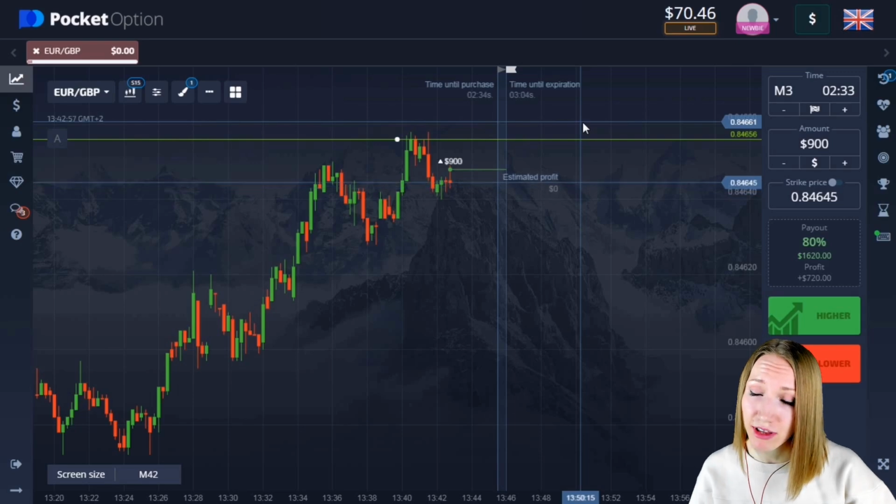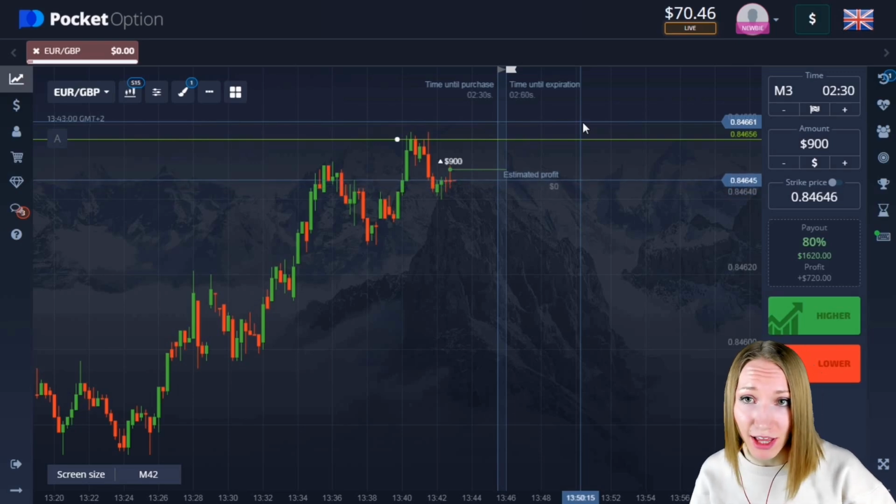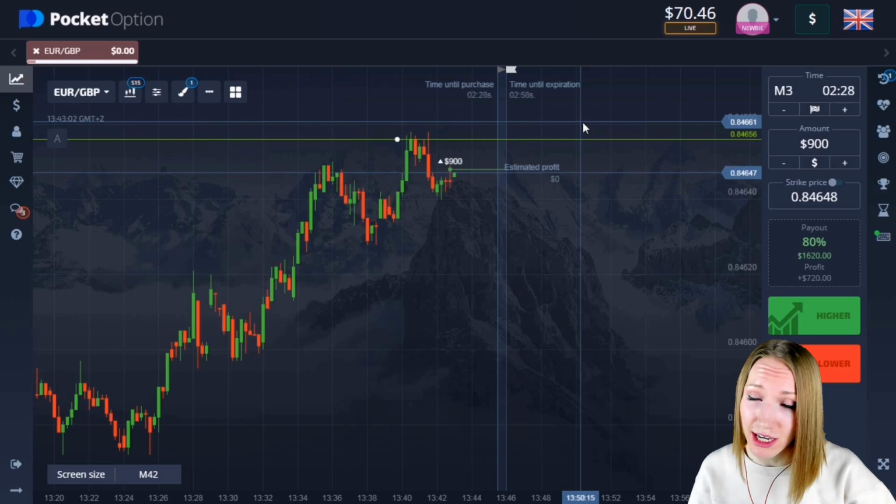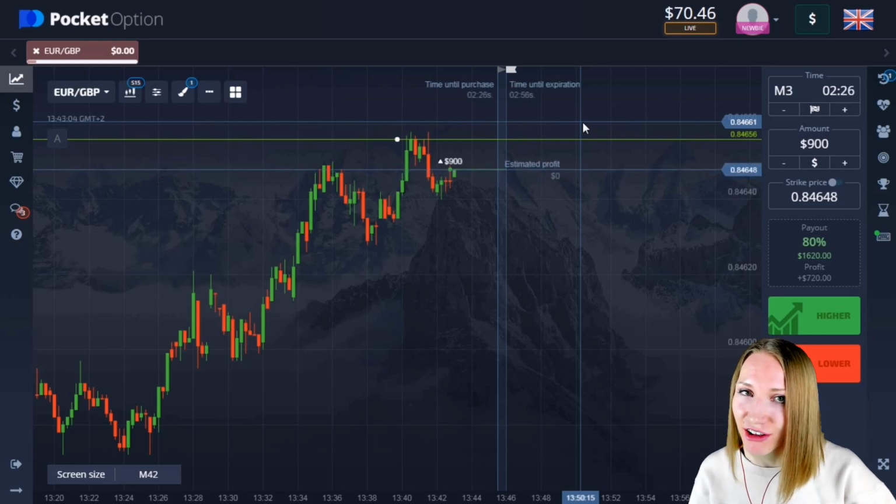So I'm setting this time with a reserve because I can expect a small flat or maybe a pullback down, and after that the upward movement must continue. So let's check it.